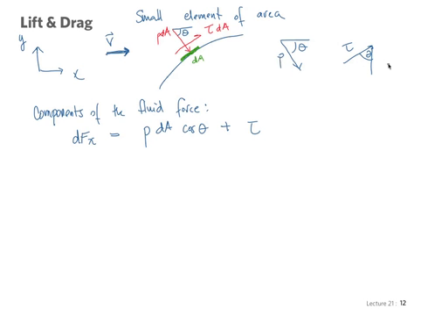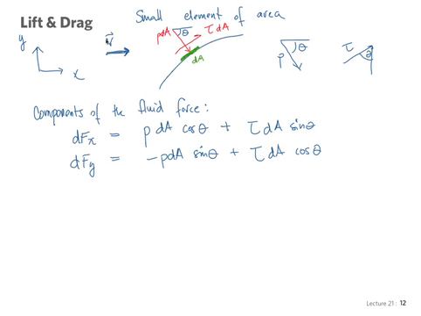Then in our x direction, the force in the x direction is tau dA times the sine of theta component here. In the y direction, we also have a contribution from the pressure and the shear stress, but the contribution from the pressure is negative with respect to our y direction, so minus P dA sine theta and plus tau dA cosine theta.